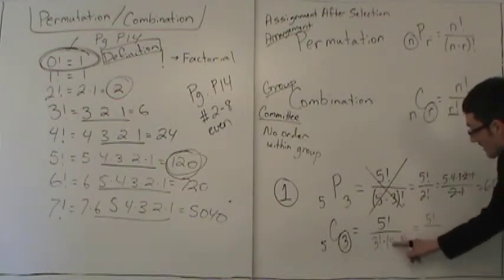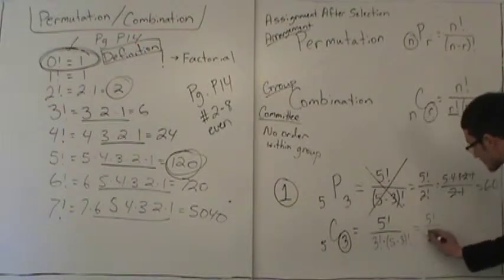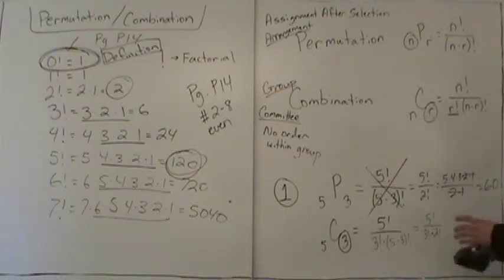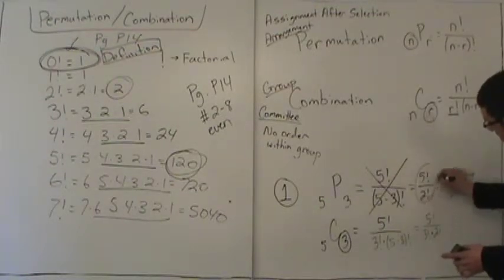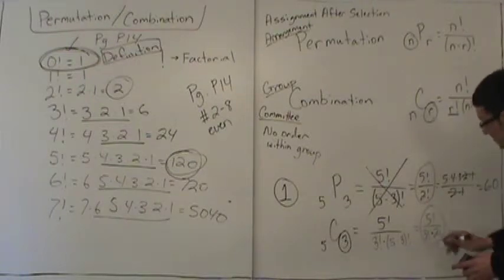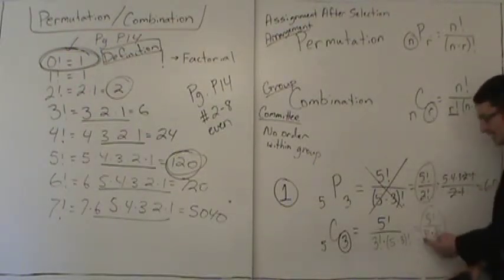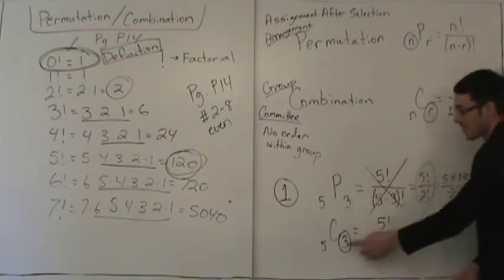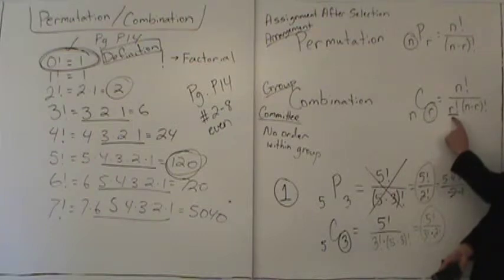Remember, we don't distribute the factorial. 5 minus 3, we do what's inside parentheses first, is 2. So we end up with 2 factorial. 3 factorial times 2 factorial. And notice these formulas. Look at this and look at this. These formulas look very similar, except what do we have in the denominator? We have an additional factorial in the denominator. And this is your r factorial. In this case, r was 3, so we have that r factorial in the denominator.